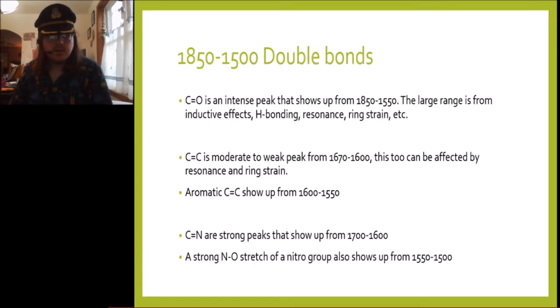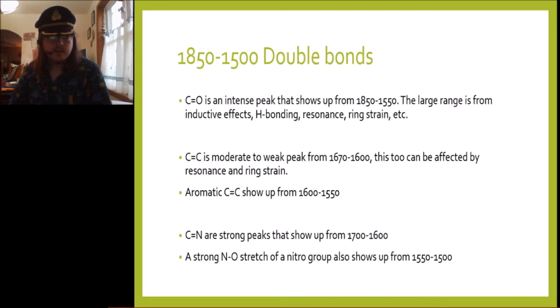Now, the next thing to worry about is the double bonds. Between 1850 and 1500, you could get various double bonds, including carbonyls, which are going to be very intense. But they can go anywhere from 1850 to 1550, depending on inductive effects, hydrogen bonding, resonance, ring strain, all sorts of things. But they are really intense peaks.